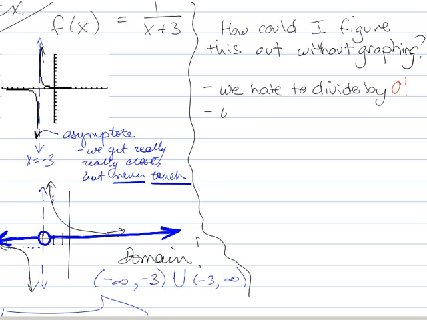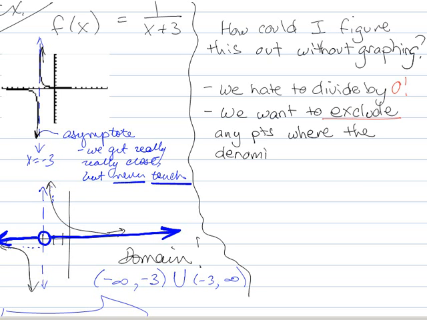So what we want to do is we want to exclude, and it's a critical word, we want to exclude any points where the denominator is 0, right? Now we're just looking at the denominator. So I'm going to write in big letters, exclude. I want to exclude the points where x plus 3 is 0. Okay? Any point where x plus 3 is 0. So what I really want to do is I want to exclude x equals negative 3.